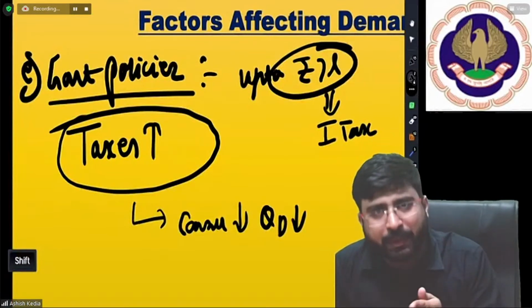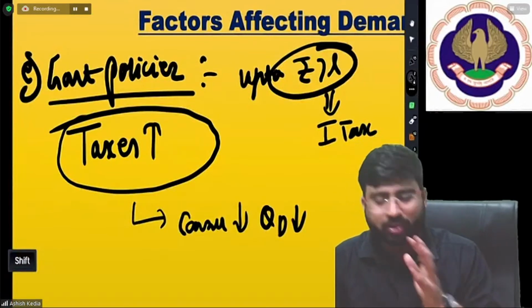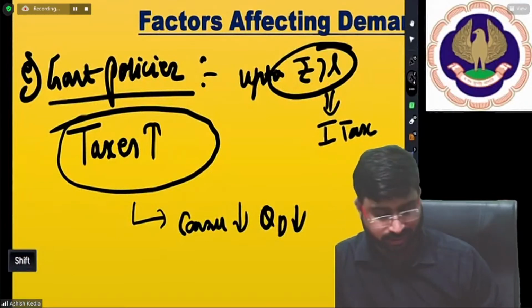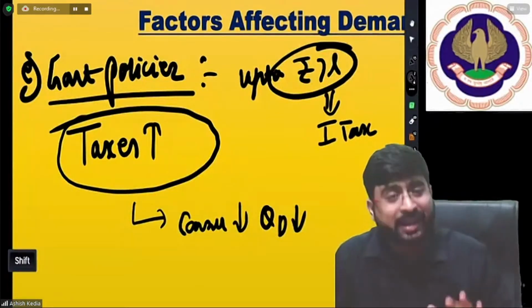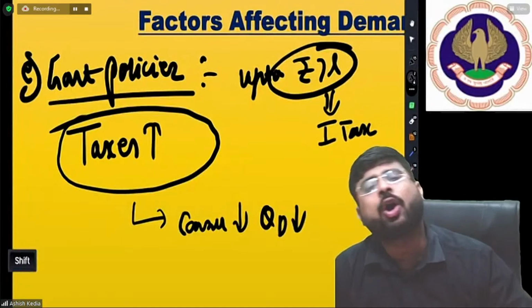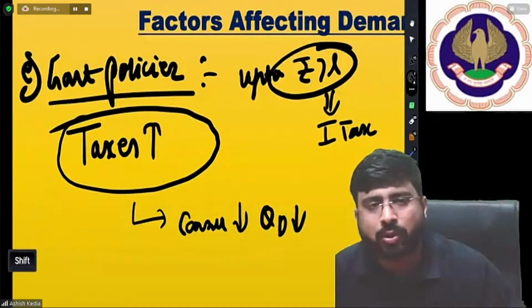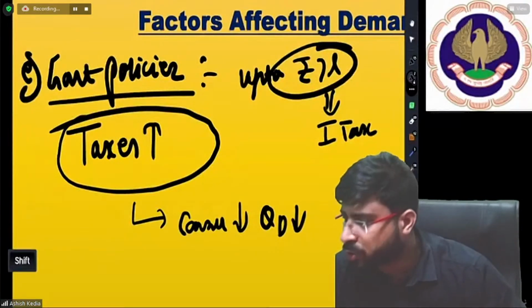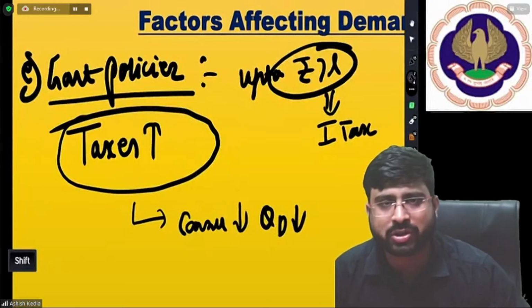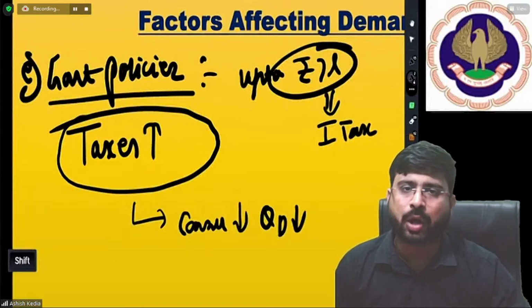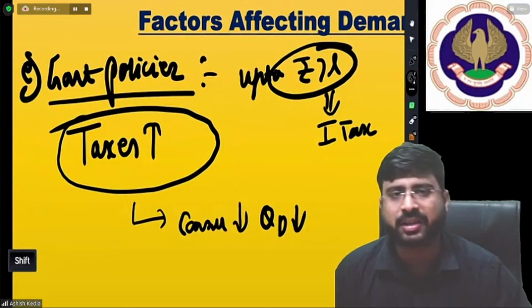But it has not happened. Why has it not happened? Because it has not happened. But let's say the government increases the taxes. Obviously, the disposable income available with you will go down. If the disposable income available with you goes down, the demand will automatically go down. Yes, sir, we get it.